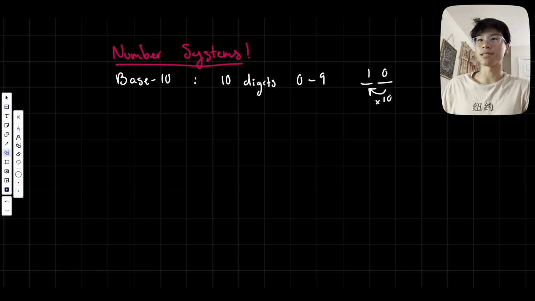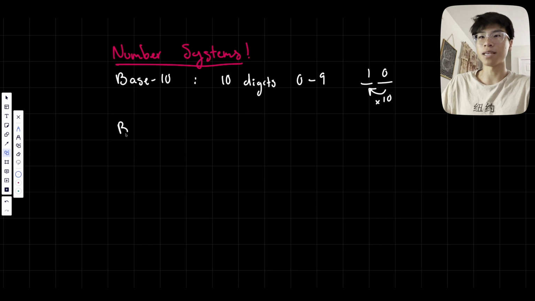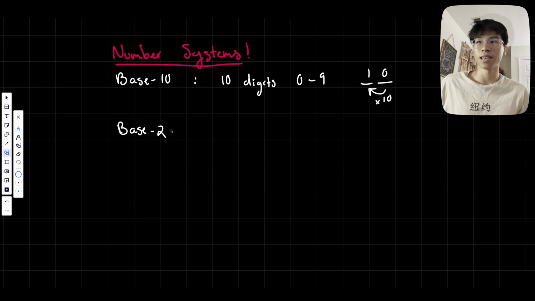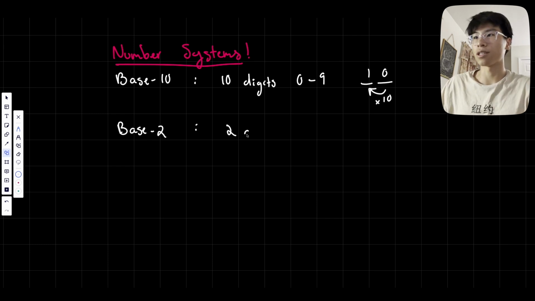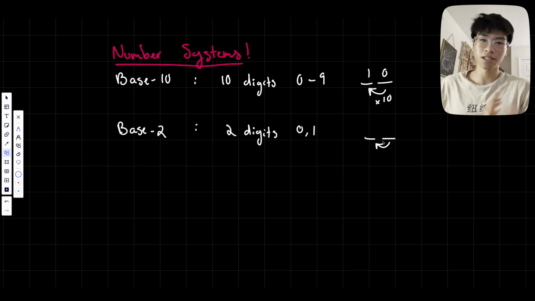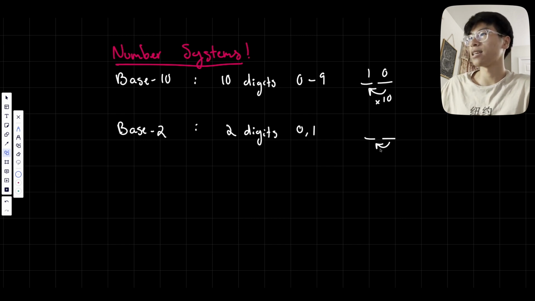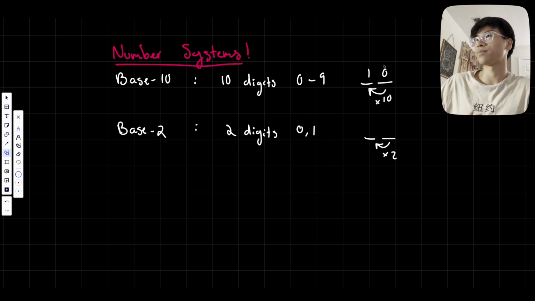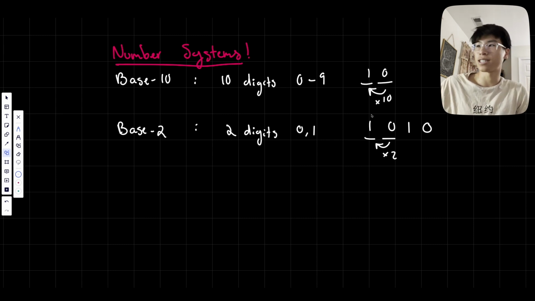Another popular base system that you might know of is base 2. Now, this is the system that computers like to work with. It only has 2 digits, 0 and 1. Instead of changing the value of each place value by 10, it changes by 2. So if you wanted to write 10 from base 10 in base 2, you would need 4 digits instead of 2. Partially because base 2 is a simpler number system, you need more digits to express the same number.